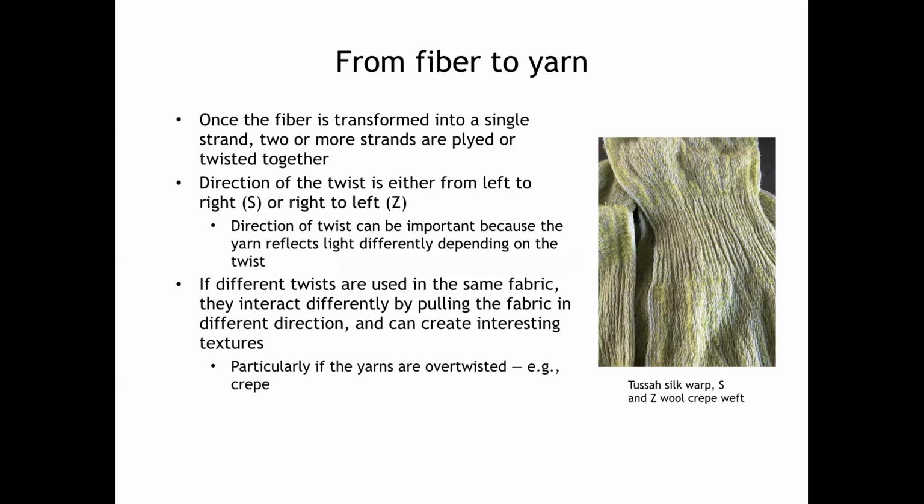Because it does change the appearance of the yarn. It does reflect the light differently. So it will make the finished piece look a little bit different depending on whether you're using an S twist or a Z twist. Not only that, if you do over twist, in other words, if you twist it very, very tight, as is the case of crepe yarns, then you can create all sorts of interesting surface effects by combining the two different twists.